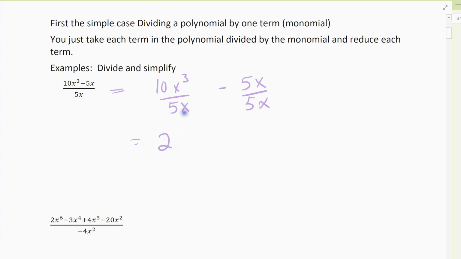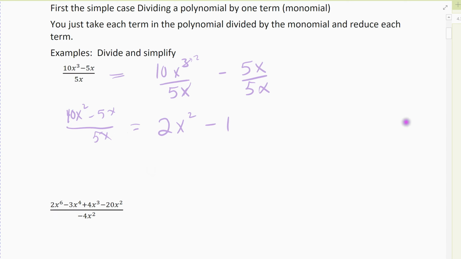I have 3 x's here. I divide by 1, and so that's going to leave me with x squared. 5 divided by 5 is 1. x divided by x is 1, and so I'm just left with 1 in that last term. And so that's what that function simplifies to when I divide it out. So 10x squared minus 5x over 5x simplifies to the expression 2x squared minus 1.